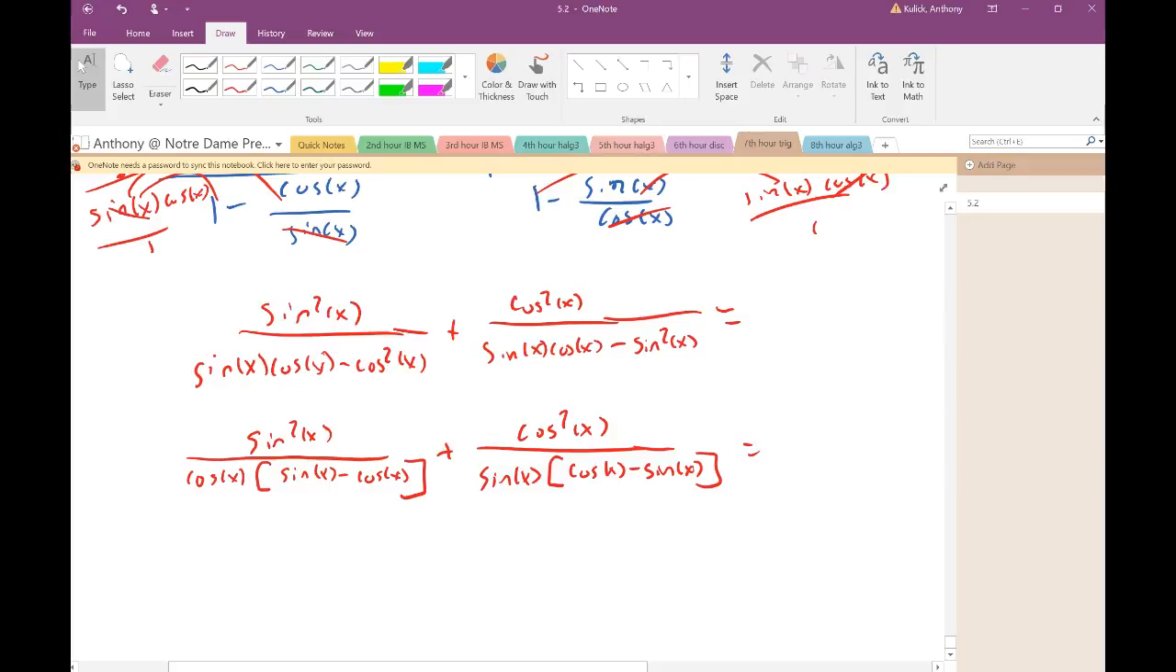Still not really helping me much, so I guess it's time to make that common denominator. I've been avoiding doing it, hoping for something good to happen, but I don't see anything good. So I'm going to do this one by sine x over sine x, and this one by negative cosine x over negative cosine x.